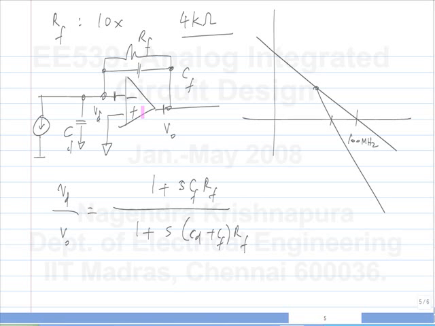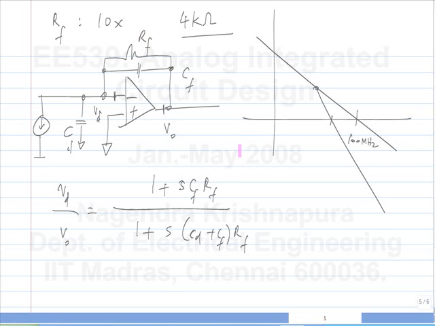Basically it goes through this parallel combination of RF and CF, so it's the bandwidth of this network. At low frequencies all of the current goes through RF. At high frequencies all of it goes through CF. The bandwidth is when equal currents go through RF and CF, and that is 1 over RF CF.